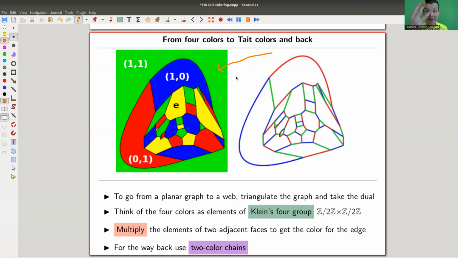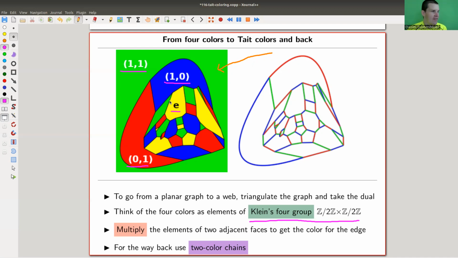So four colors, I would like to think of them as being the four elements of one of the most famous groups ever, the Klein 4 group, which is just Z2 cross Z2. So Z2 cross Z2 has four elements. Here they are: the identity, 1,0, 0,1, and 1,1. And I would like to think of each color as one of those elements. So in my illustration here, yellow is identity, blue is 1,0, red is 0,1, and green is 1,1.